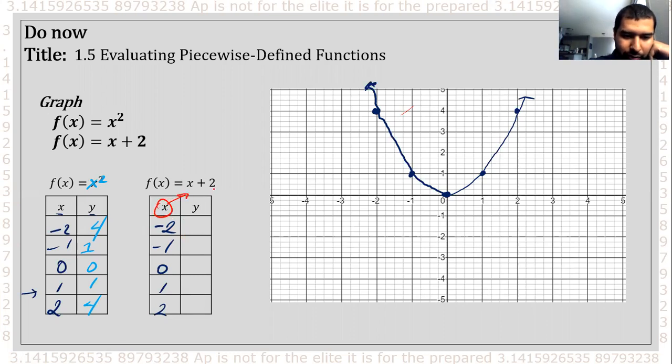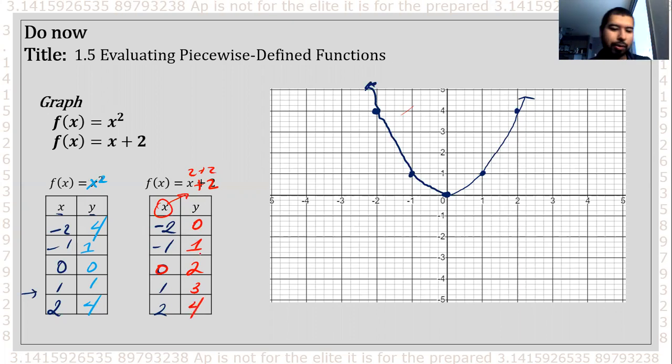So -2 plus 2, that's 0. -1 plus 2 gives me 1. 0 plus 2 gives me 2. 1 plus 2 gives me 3. And 2 plus 2 gives me 4.